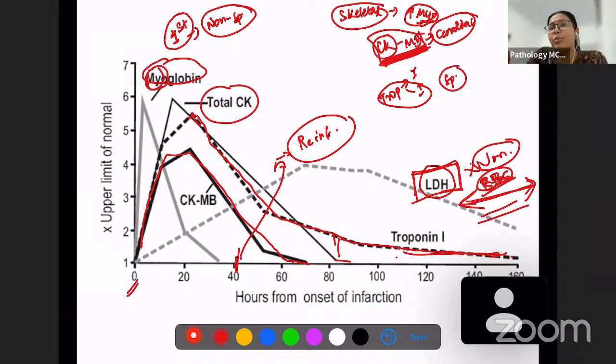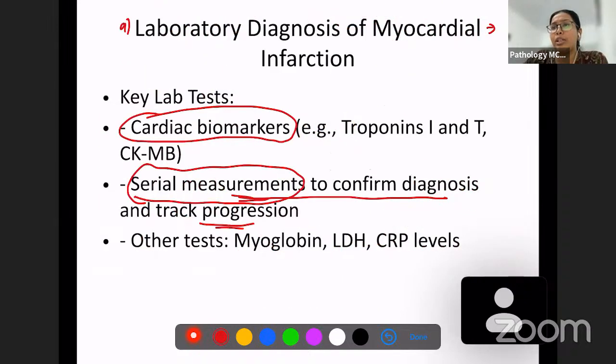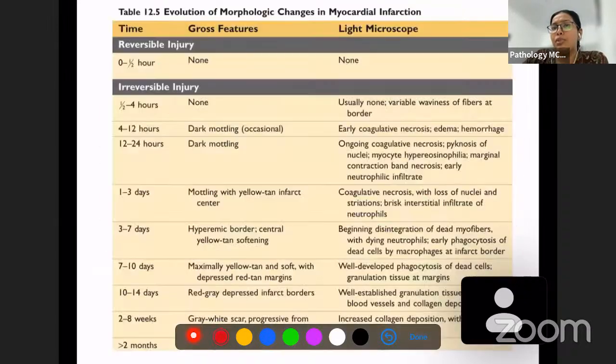Okay, so remember myoglobin, the first marker. CKMB, specific for the cardiac tissue. Troponin I is the most specific marker for the cardiac tissue and myocardial infarction. LDH is the longest marker which is identified in the serum after a myocardial infarction. Okay, so these are for laboratory diagnosis of myocardial infarction.